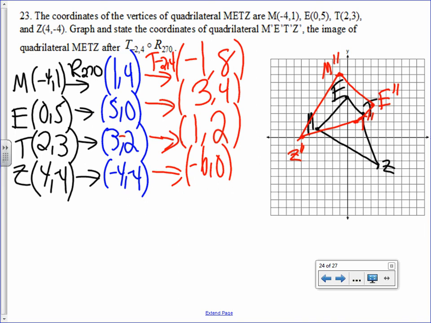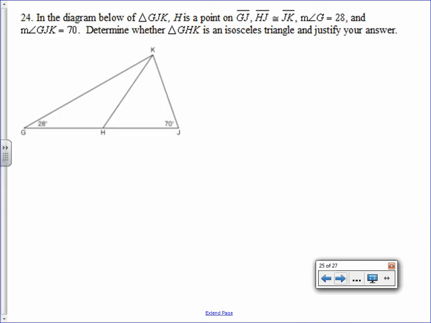So just be careful, obviously. You might make a mistake, but also looking at the picture is a good way to make sure if you made a mistake, you can catch it.